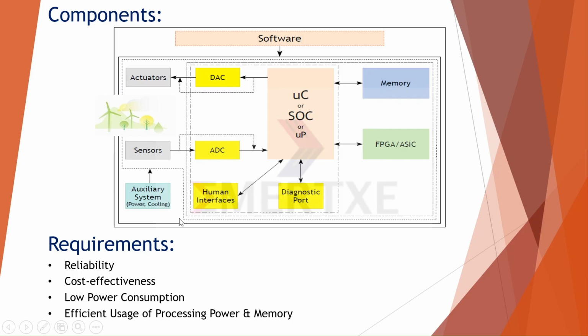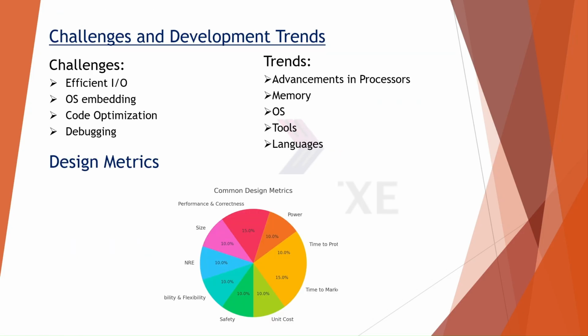Then the requirement of the embedded system is reliability. Why do we require embedded systems? Because they are reliable, cost effective, use low power consumption, have efficient usage of power and processing power, and use the memory of the system efficiently.